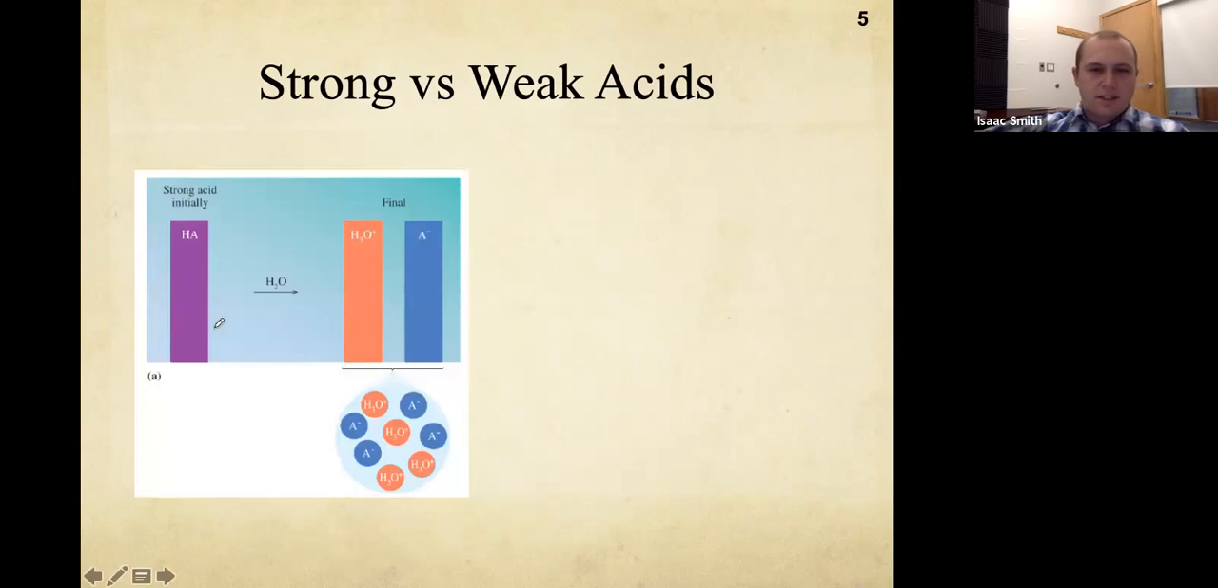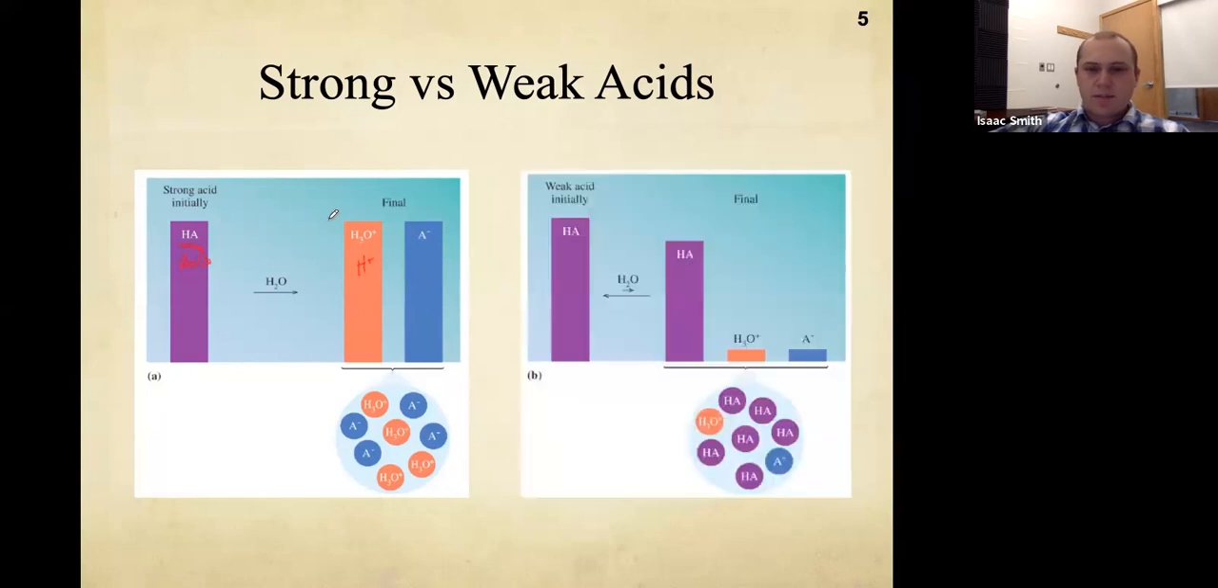Okay, so a strong acid, looking at this graphic here, shows you that initially, let's say HA represents our acid. And after it's placed in water, you have all of these hydronium ions and the conjugate base, okay? So you don't have any of the acid left initially. It all completely dissociates into hydronium, or you could just say H plus, and conjugate bases. So that's the definition of a strong acid, where it dissociates completely.